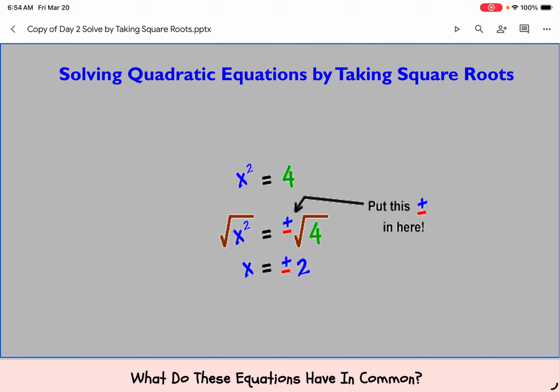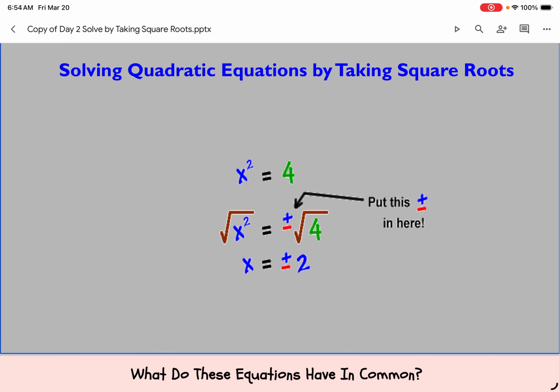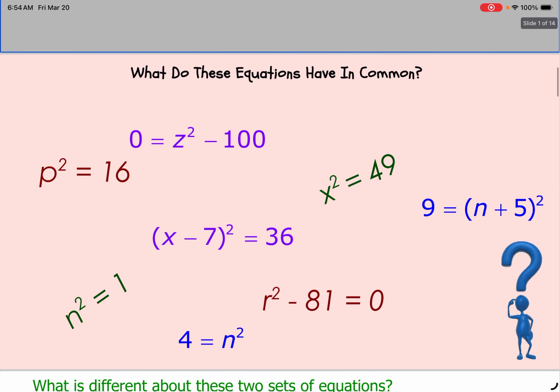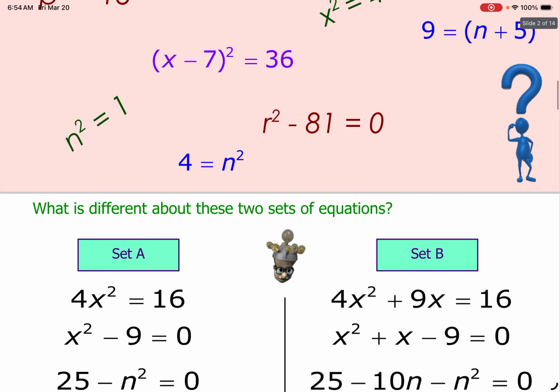All right, a couple days ago, we were talking about simplifying radicals. And today we're going to talk about applying simplifying radicals and using radicals to solve equations. So we're going to be solving equations by taking the square roots. All of these equations have in common that they all have perfect squares. None of them have the bx term in terms of how they're presented. And we can solve these some other ways.